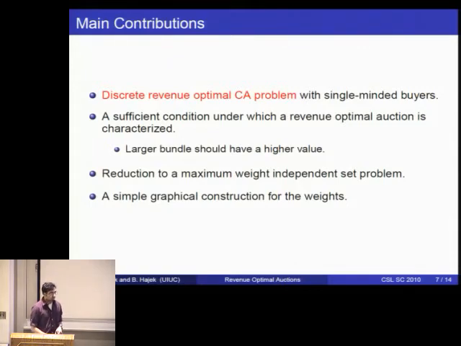As I mentioned earlier, even the single-minded problem is two-dimensional, and there's no general result known for it. So what we do is find a sufficient condition under which we characterize a revenue optimal auction. This sufficient condition is fairly intuitive. Roughly, it says that a larger bundle should have a higher value. We finally reduce this entire problem to a maximum weight independent set problem, and we provide a simple graphical construction for computing these weights.